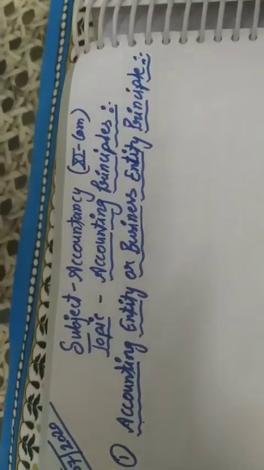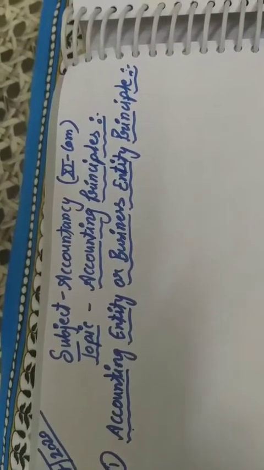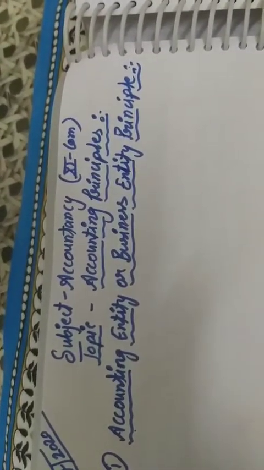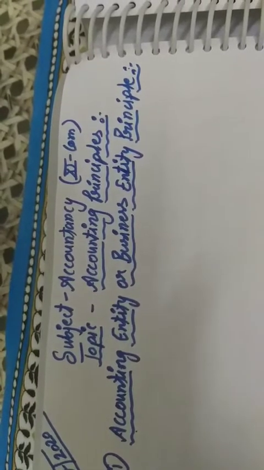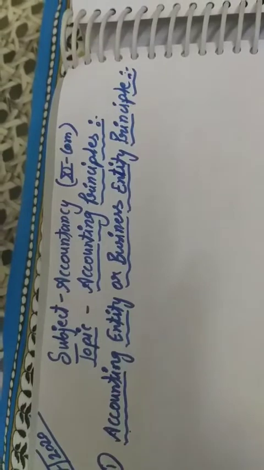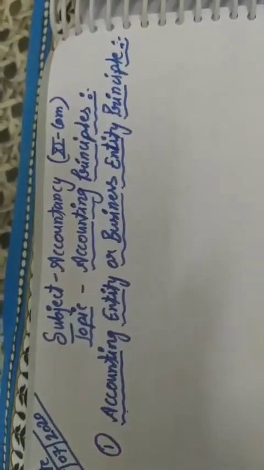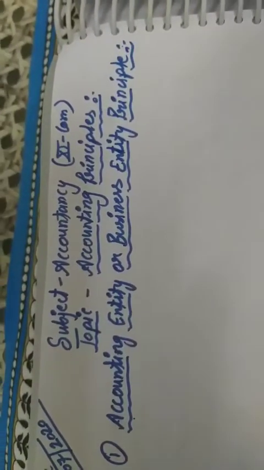Okay, because the owner also spends on his home, he incurs expenses for household purposes, but those expenses will not be included in the business transactions. So only those transactions will be recorded which are related to our business. That's why the business entity is separate from the owner.